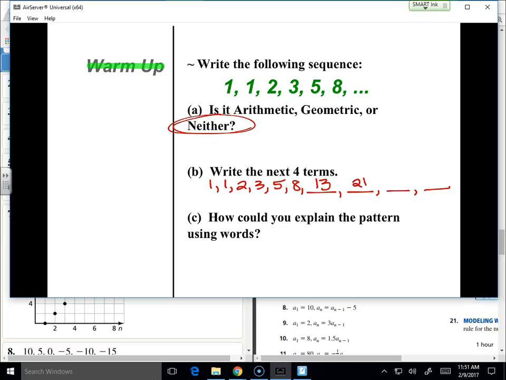Because 1 plus 1 is 2. 1 plus 2 is 3. 2 plus 3 is 5. 3 plus 5 is 8. 5 plus 8 is 13. Wait, so then. I got it. You're just adding those two numbers every time.